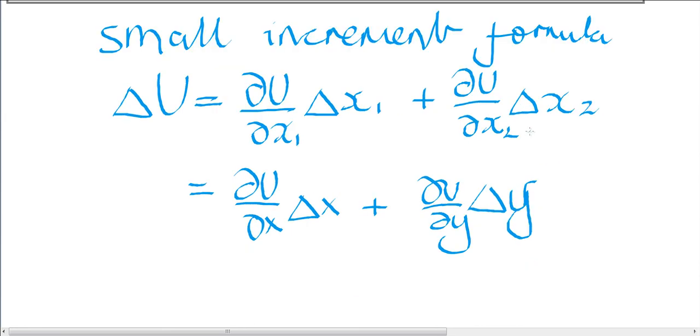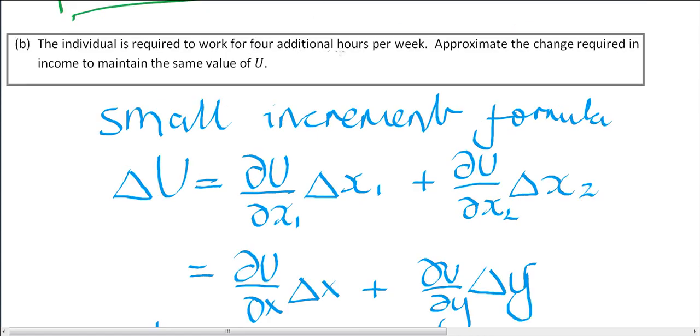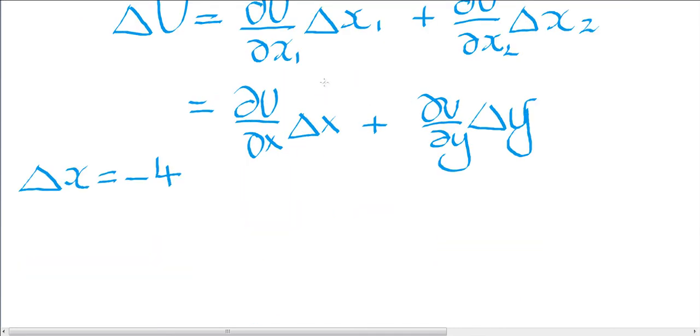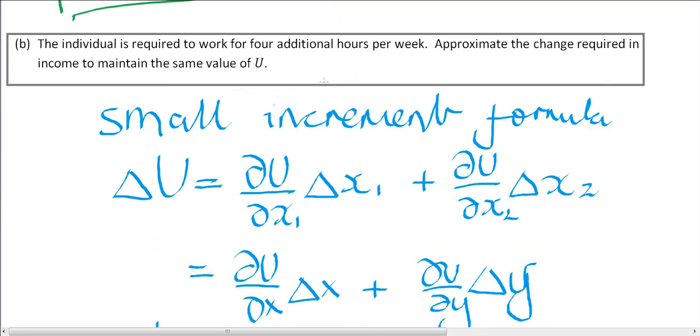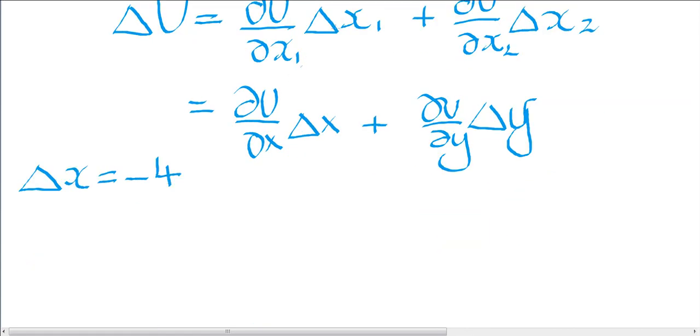So that means the change in x is not plus 4, it's minus 4, because it was free time. He's lost 4 hours free time, because that's what they called x, or x1, the leisure hours. So an additional 4 hours means you lost 4 hours free time. And approximate the change required in income to maintain the same value of u. So they don't want u to change, so there's no change in u. That means the change in u must be equal to 0.